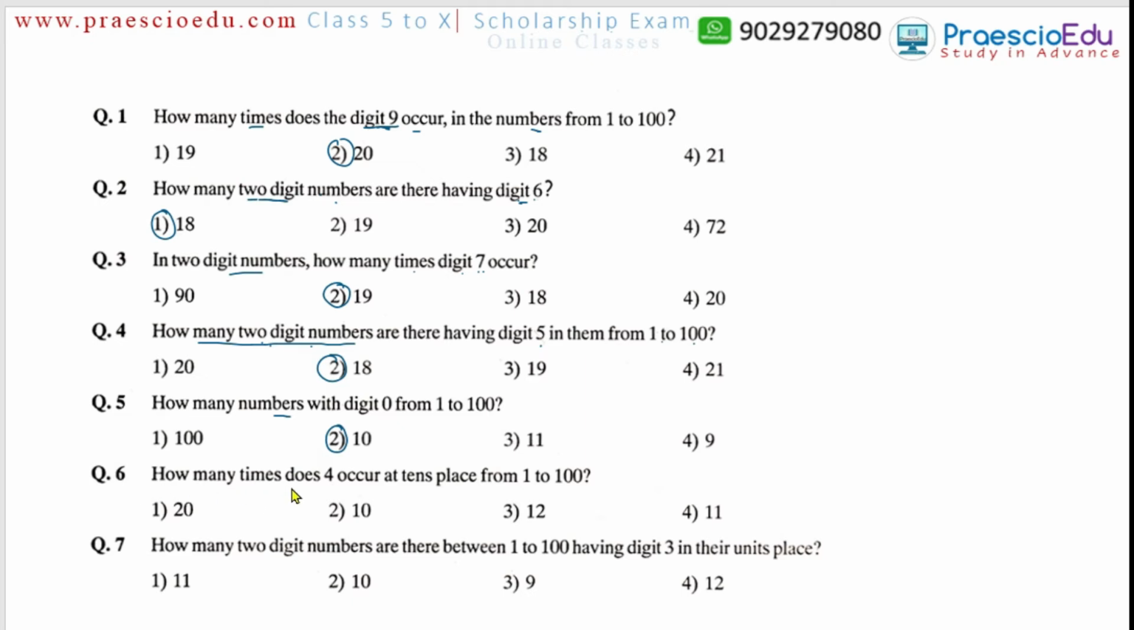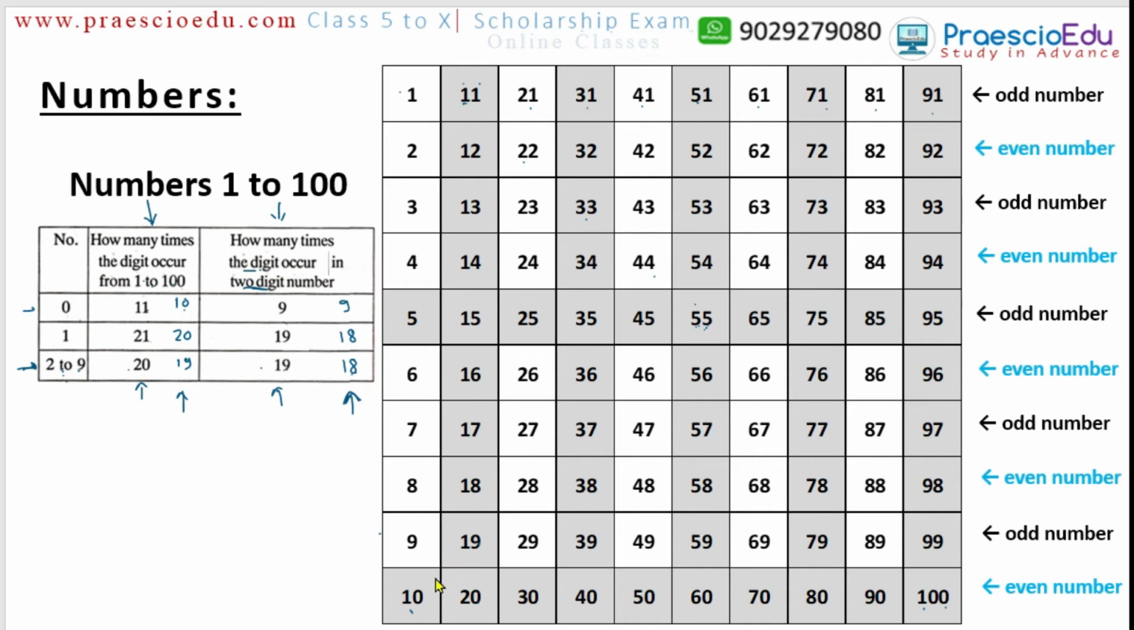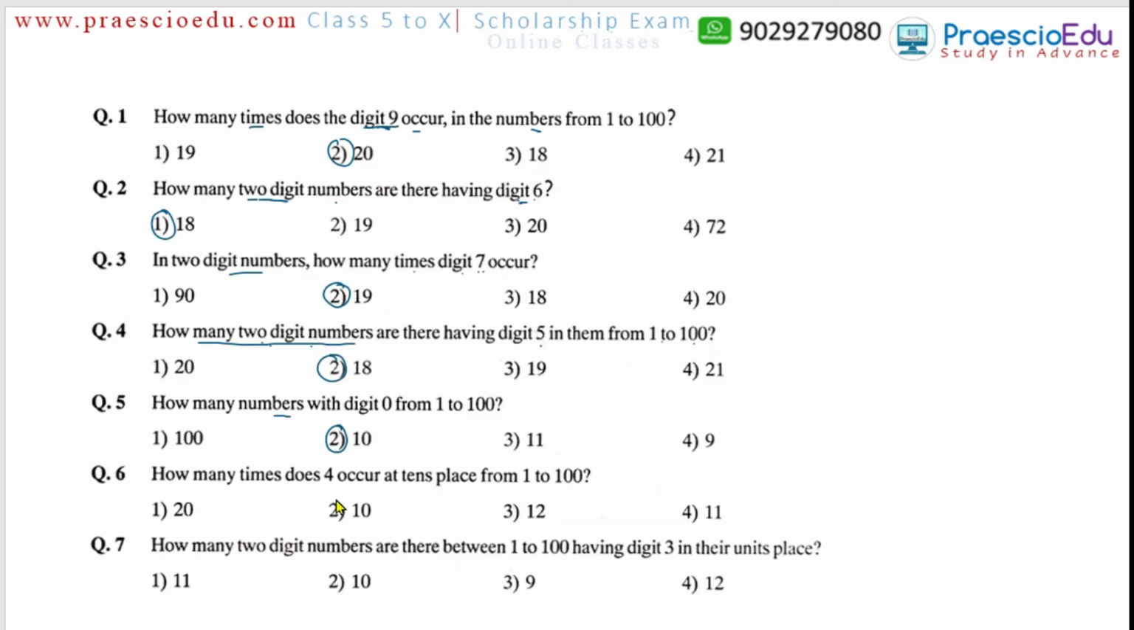Now question number 6. How many times does 4 occur at the tens place? 4 occurs only at the tens place. So we have to consider only the tens place, means from 40 to 49, means 10 times. So the 10, option number 2, is the correct one.